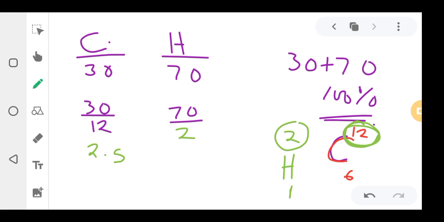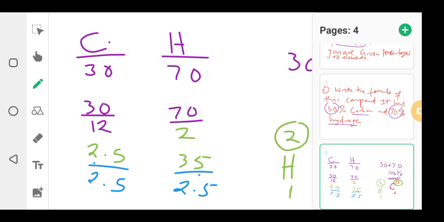2.5. 70 divided by 2 will be 35. When you reach a single number like this, what you do is you divide by the smallest number on both sides. So which one is smaller here, 2.5 or 35? 2.5 is smaller. So when you reach here, you divide again by 2.5. You always divide by the smaller one. 2.5, also this side divided by 2.5.